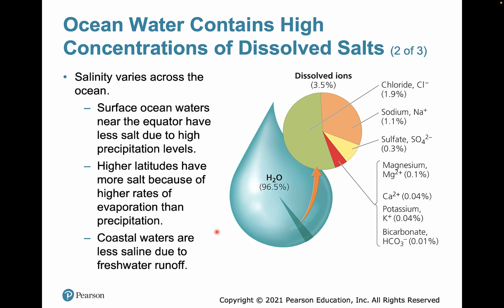And it varies in salinity. The saltiness of the ocean varies from place to place. At the equator, precipitation levels are high, so the salinity, or saltiness, is lower because the fresh water that rains in dilutes it. You tend to have higher latitudes towards the poles. It tends to be saltier because the ice forms and leaves the salt behind, or evaporation is higher. And coastal waters, down the shore, are less saline because they're influenced by rivers and freshwater runoff.